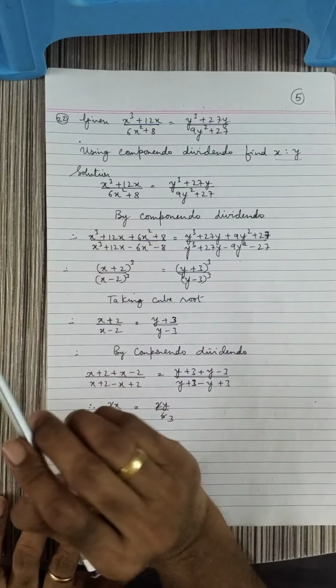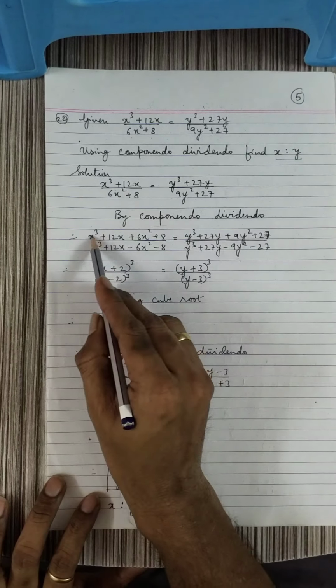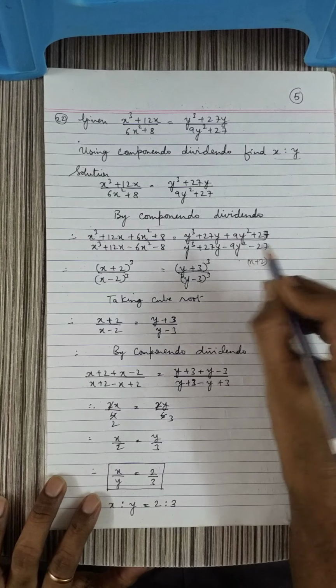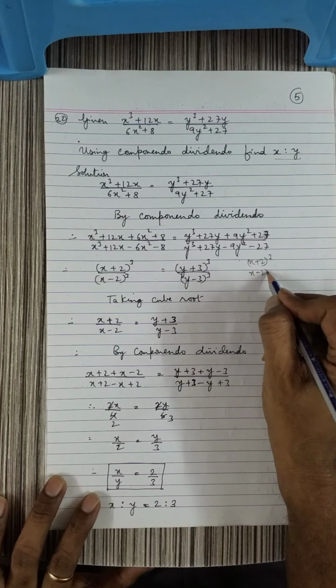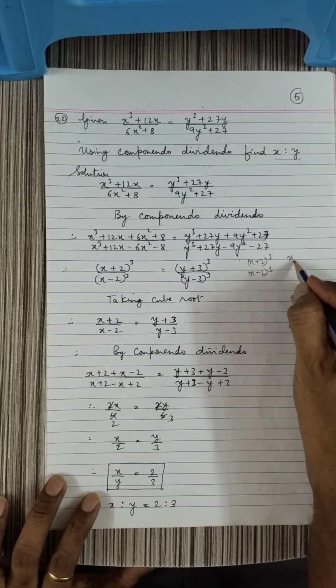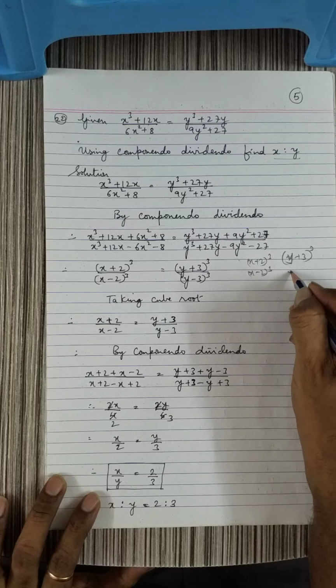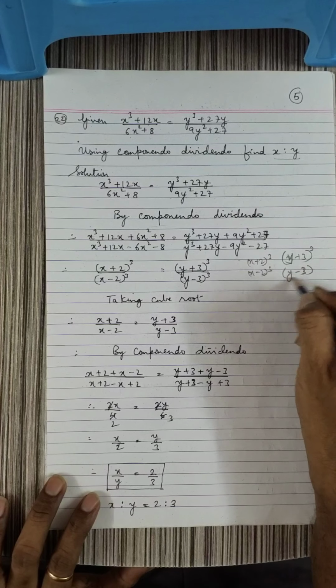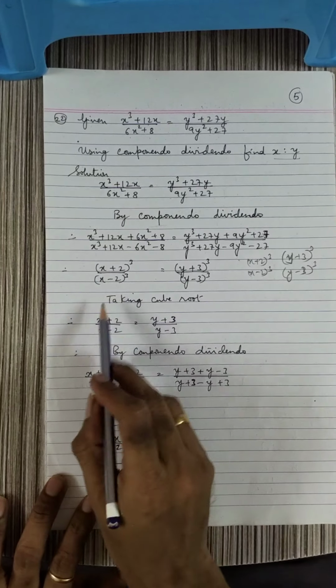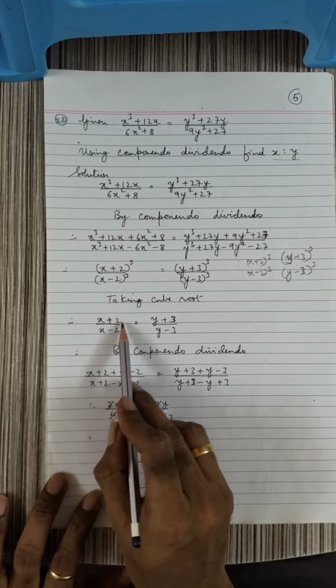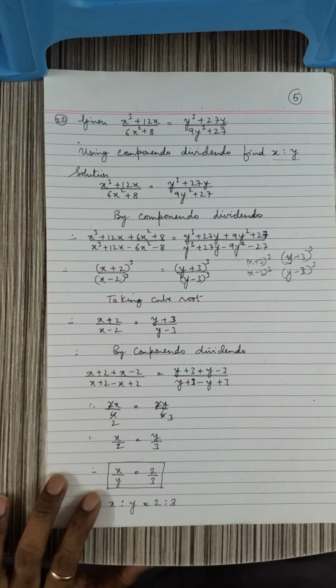So we will copy the question, then do componendo dividendo. So this is basically the formula of x plus 2 the whole cube. This is the formula of x minus 2 the whole cube. This is the formula of y plus 3 the whole cube. And this is the formula of y minus 3 the whole cube. Then taking cube root from both sides, the cube root part will go. So you get x plus 2 upon x minus 2 is y plus 3 upon y minus 3.